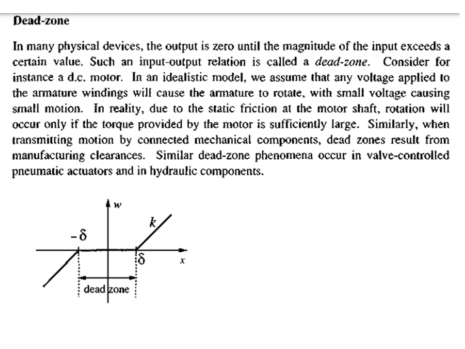Okay, another example represented here is a DC motor. In the ideal case, we assume that any voltage applied to the armature winding will cause the armature to rotate, with a small voltage causing a small motion. But in the practical case, a small voltage cannot drive the motor. The rotation will occur only if the torque provided by the motor is sufficiently large. So this dead zone is called an inherent nonlinearity, where the nonlinearity is present inherently in the system.